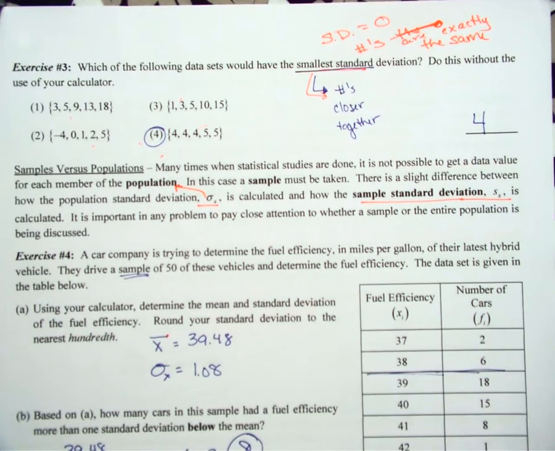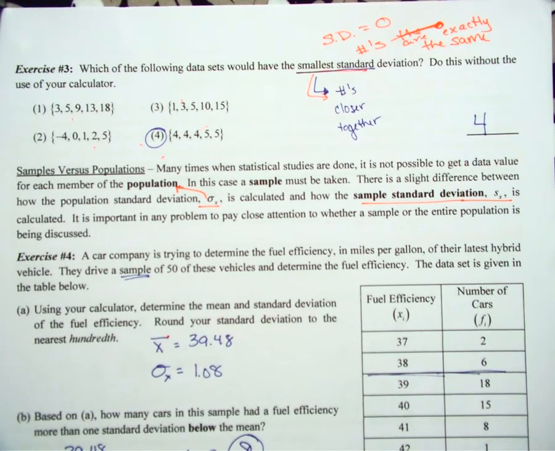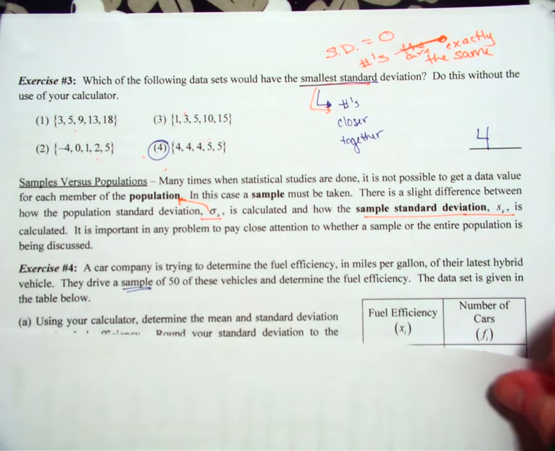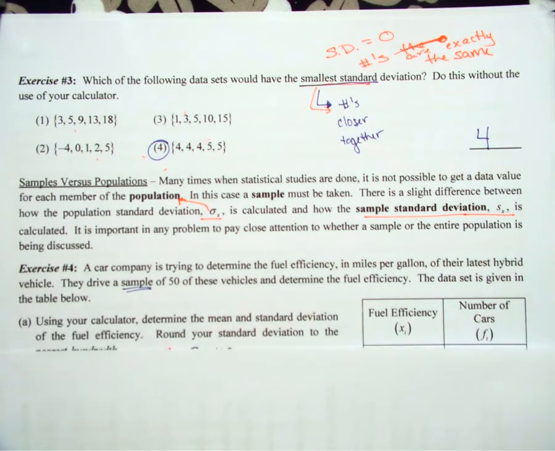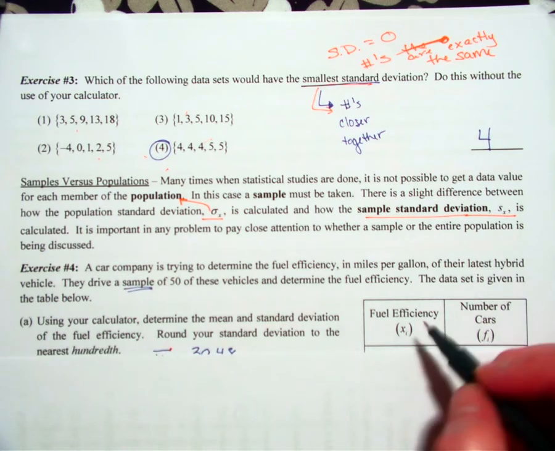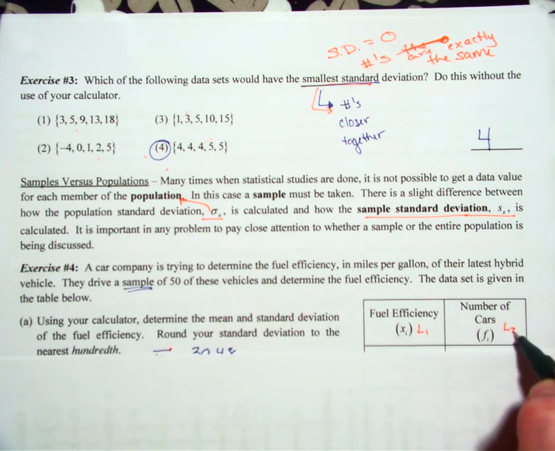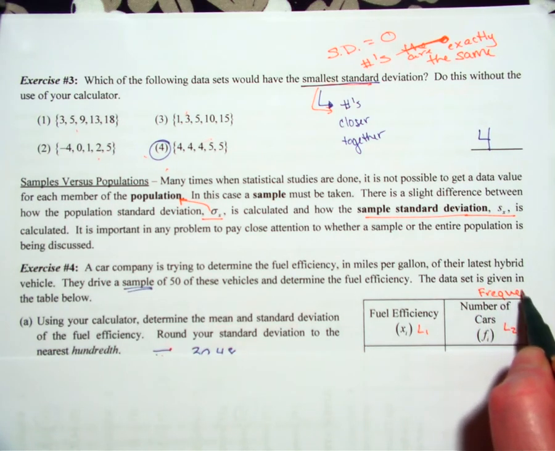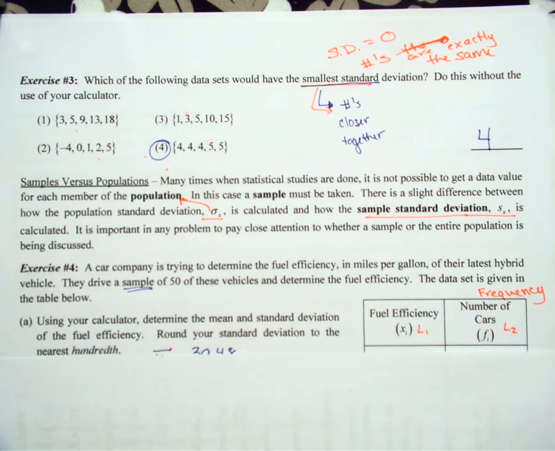So, we have a car company trying to test fuel efficiency, in miles per gallon, of their latest hybrid vehicles. They drive a sample of 50 of these vehicles and determine their fuel efficiency. So L1, L2, we have a frequency list here. Calculate your mean and your standard deviation to the nearest hundredth.